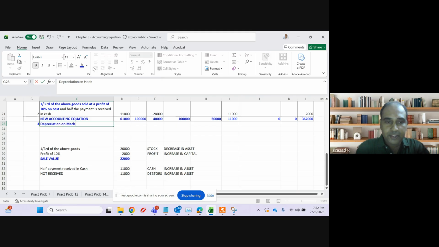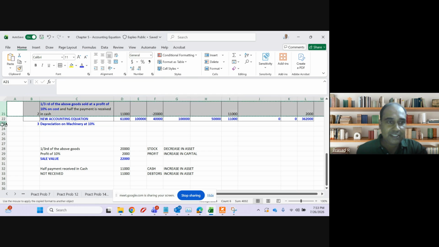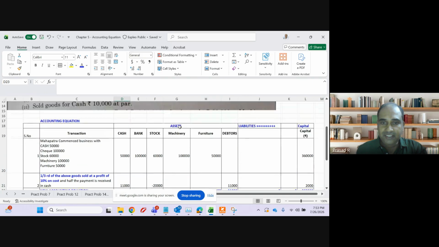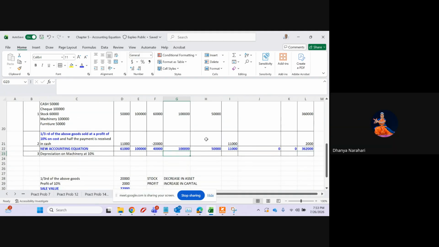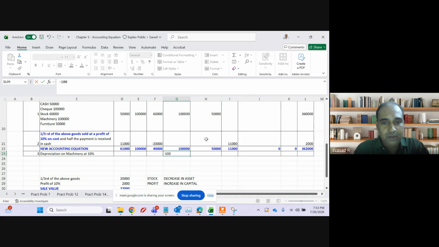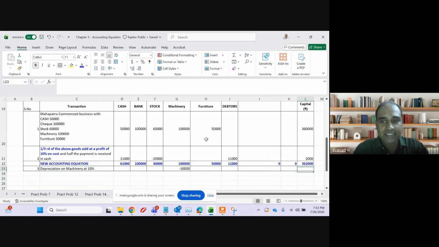depreciation on machinery at the rate of 10%. This we have already discussed. Now nothing is new. Machinery is how much? 1 lakh. 10% on 1 lakh will be how much, guys? 10,000. My asset will reduce, and whenever there is a depreciation, it is an expense to the company. It will decrease my capital. Fine. So this is my new accounting equation after this.